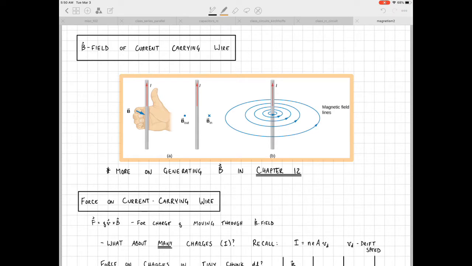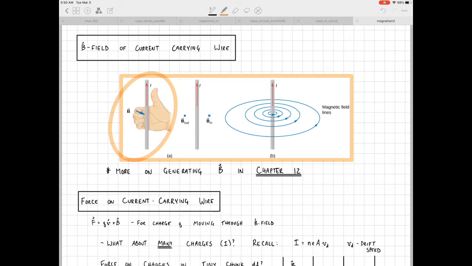So here we've got a current carrying wire. The current is in the picture traveling up the page. And so if you want to know qualitatively the magnetic field that's produced by this current carrying wire, you simply point your thumb in the direction of the current, and then you wrap your fingers around the wire. So this is using the right hand, like all of our right hand rules. Thumb in the direction of the current, wrap your fingers around the wire, and your fingers point in the direction of the magnetic field.